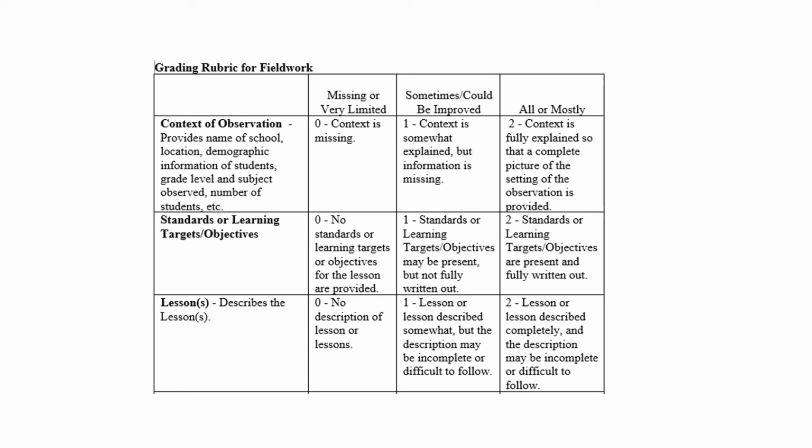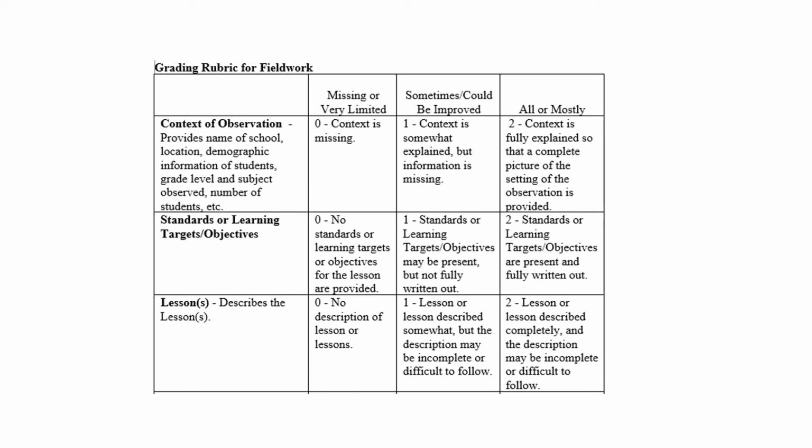If you look at the grading rubric, and I always suggest that students have the grading rubric by them when they're doing their papers because you can see how it will be scored, you're going to see that the context of the observation is important. Give at least the name of the school, the location, the demographic information of the students, the grade level and the subject observed, and the number of students in the classroom.